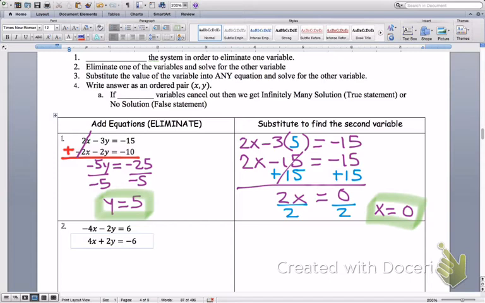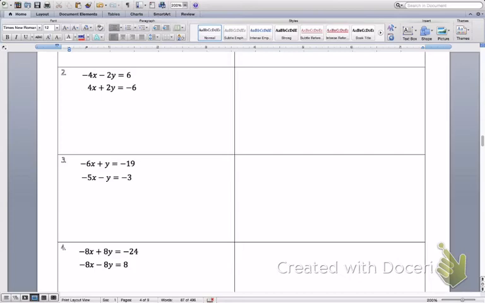So now we have our x value, we have our y value. So I'm going to write out my final answer, which is these two lines, if I were to graph them, would intersect. And they would intersect at 0, 5. So let's write that out. Final answer is 0, 5. X goes first, y goes second. If I would have used the second equation instead of the first one, I would have gotten the same exact answer.